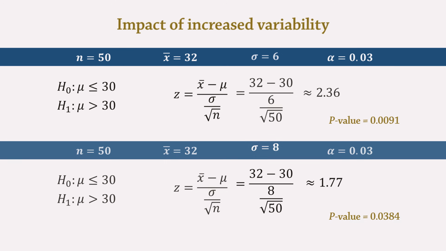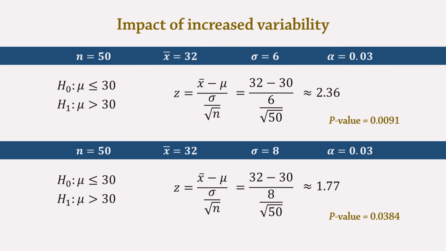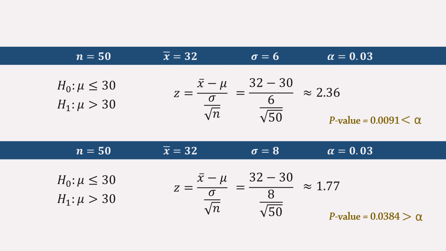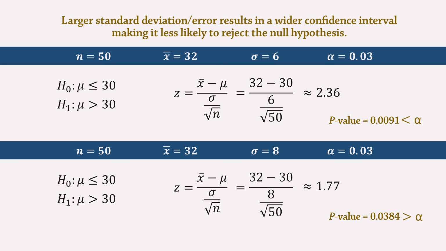Finally, recall that we rejected the null hypothesis when the population standard deviation sigma was 6, but we failed to reject the null hypothesis when sigma equals 8. The standard deviation reflects data variability. Lower variability makes it easier to detect significant differences between sample and population means, potentially leading to rejection of the null hypothesis. Higher variability, that is, a larger standard deviation, can obscure these differences, often resulting in failure to reject the null hypothesis unless there is a substantial difference between the sample mean and the population mean.